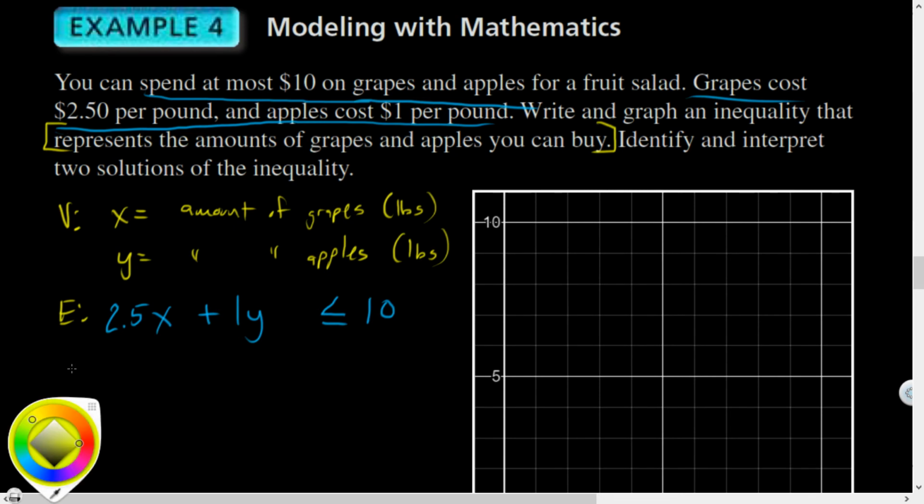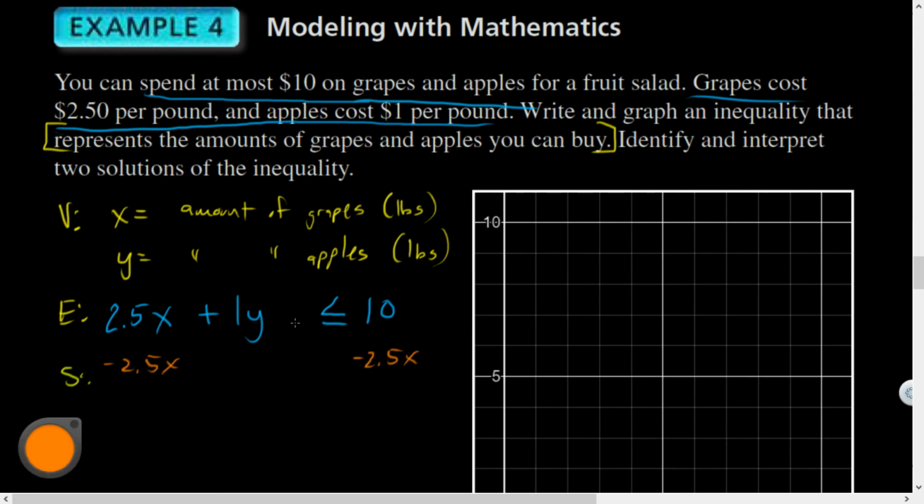So let's solve this. Let's solve for y. Subtract 2.5x from both sides. Do I have to flip the inequality when I subtract? Nope. Only multiplying or dividing by a negative. All right, so I'll have y is less than or equal to negative 2.5x plus 10. Yeah, we're almost done.